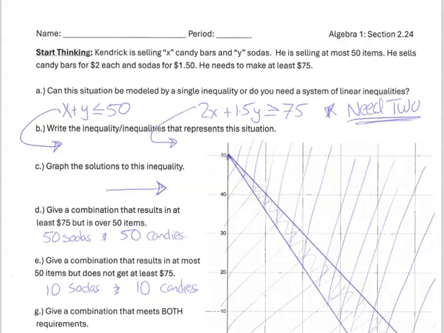So this first part says Kendrick is selling X number of candy bars and Y number of sodas. He's selling at most 50 items. He sells candy bars for $2 each and sodas for $1.50 each. He needs to make at least $75.